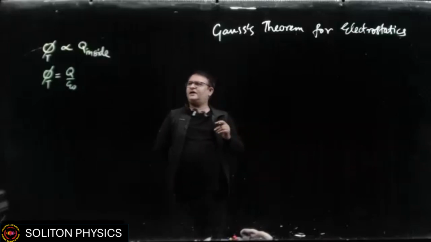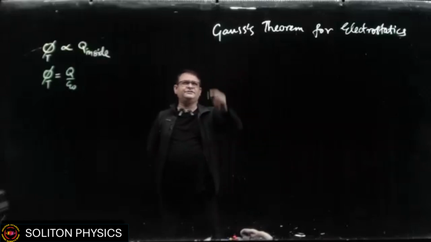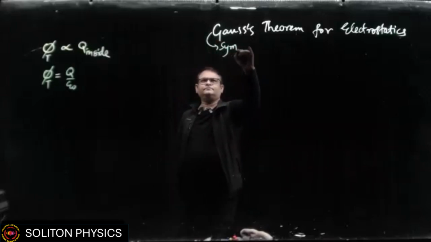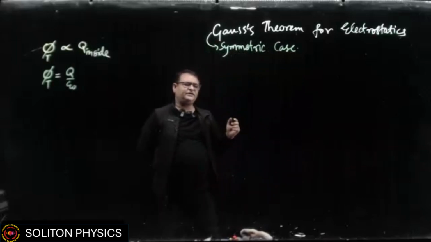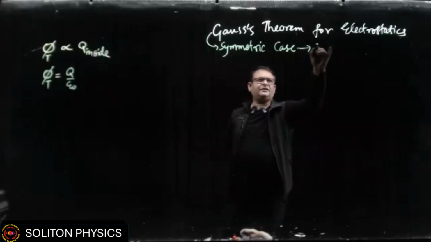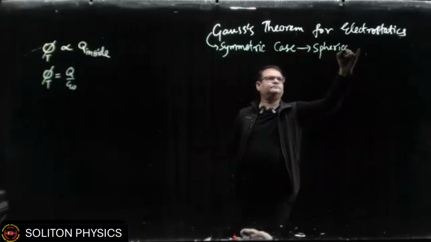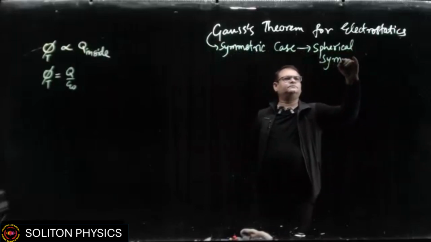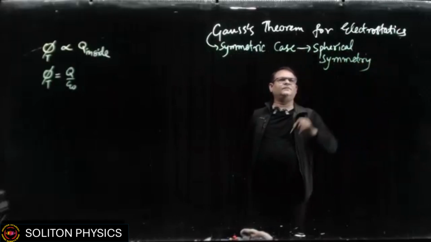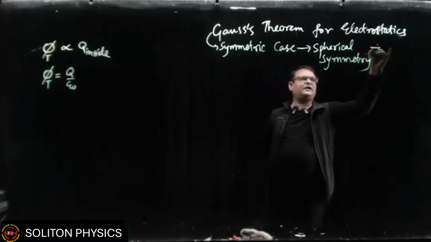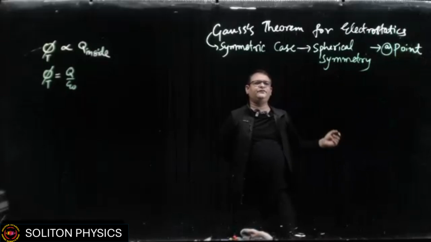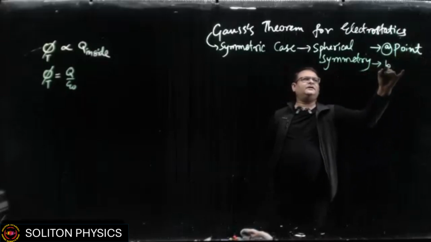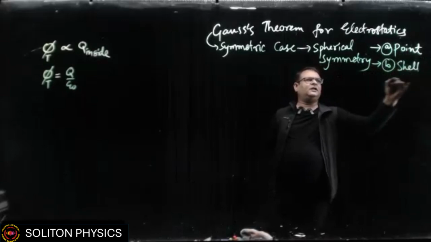The Gauss theorem has major applications in symmetric cases. By symmetric cases, what I mean is spherical symmetry. Now in spherical symmetry you will have point. If you try point symmetry, you will reach Coulomb's law. Then you have shell, and you have sphere.